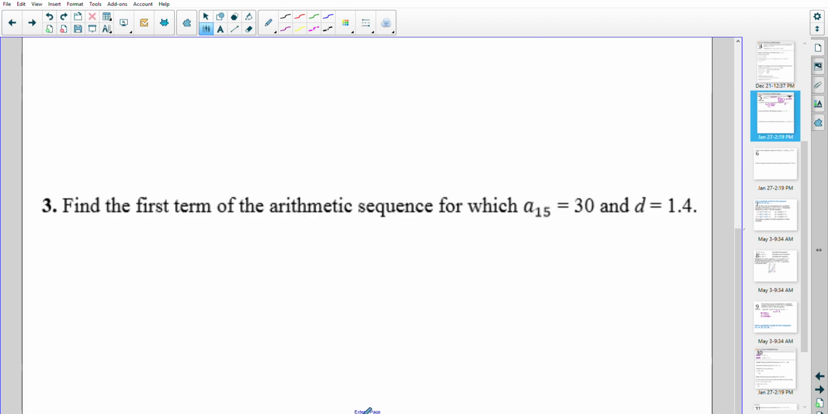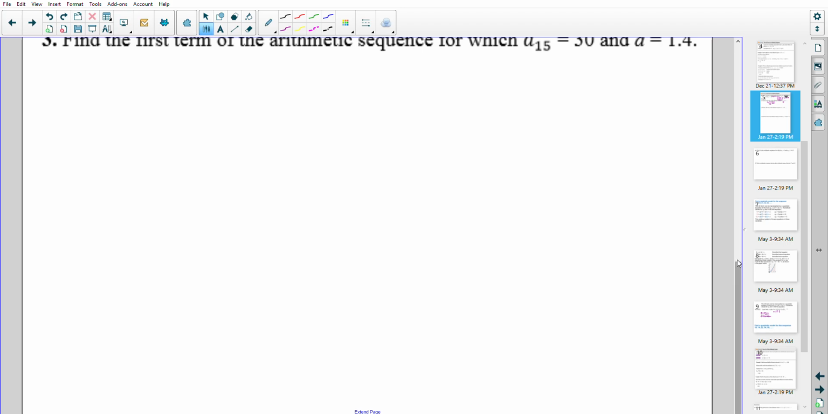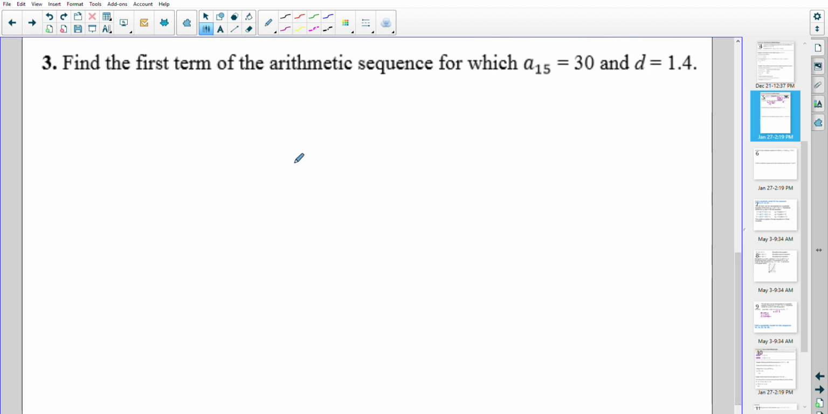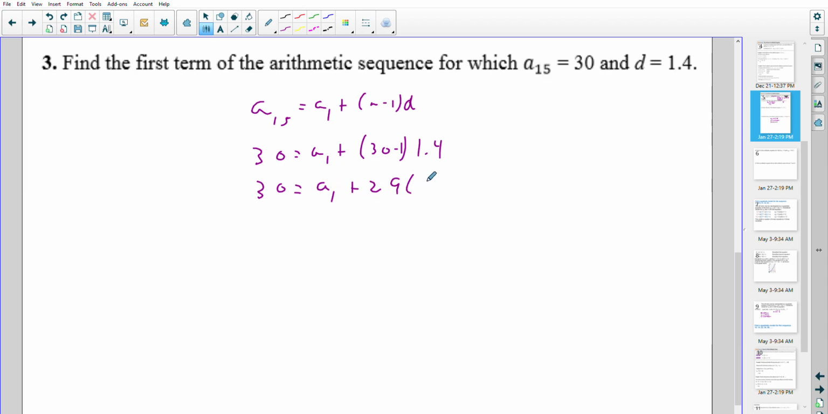Similar type of question number 2. Number 3, find the first term of the arithmetic sequence, for which the 15th term is 30, and the common difference is 1.4. Again, using the same formula, the 15th term is equal to the first term plus n minus 1 times d, and just substitute numbers in and solve for my first term. 30 equals the first term, which is what I'm trying to solve for, plus 30 minus 1 times the difference, 1.4. That means it's 30 equals the first term plus the 29th times 1.4, and you can take it from there to solve for a sub 1.